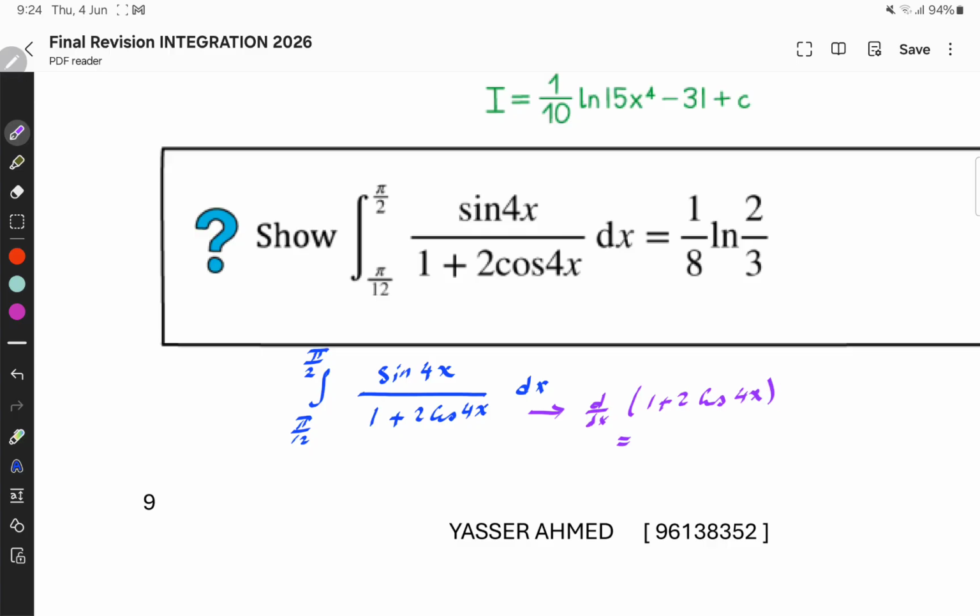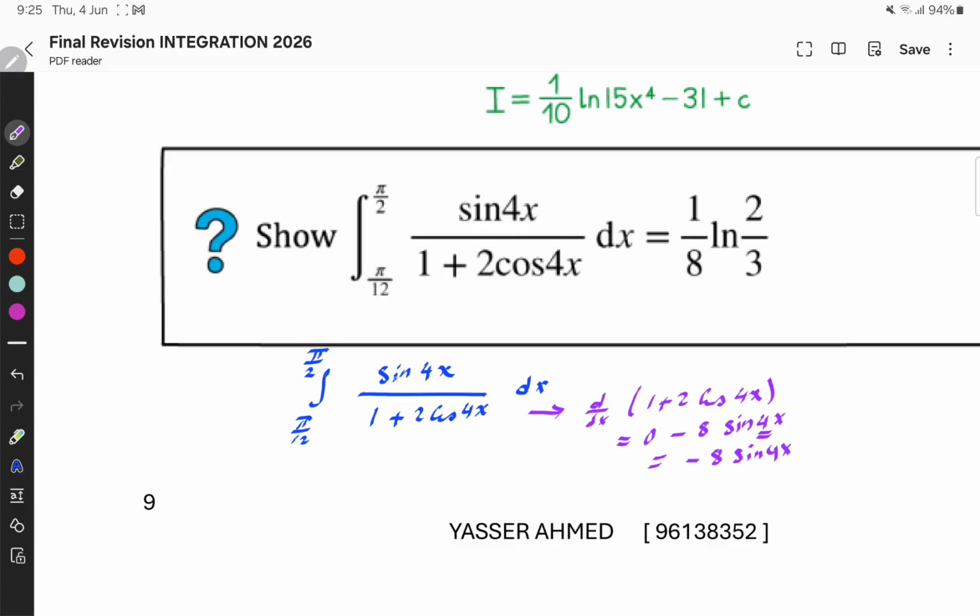If you can make the numerator the derivative of the denominator, the question will be so easy. Differentiation of 1 is 0. Differentiation of cosine is negative sine 4x, times the differentiation of the inside, 4 times 2, which is 8. So the answer will be negative 8 sine 4x.